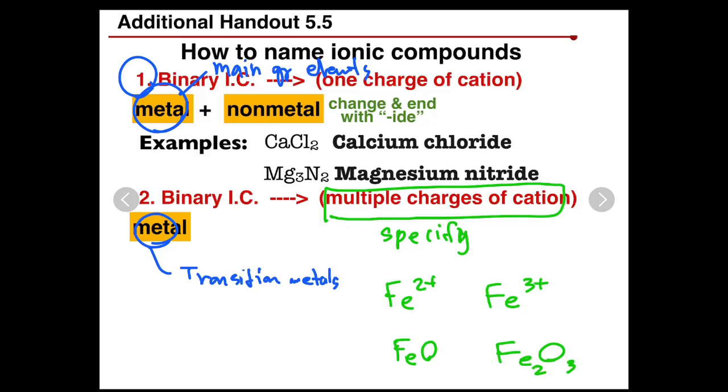So in order to specify the difference between these two, you need to name them differently because clearly the ratios are not the same. So they are not the same type of compound, right? They're not the same compound because they have different charges of the iron. So in this case, to name each of these, you need to specify what charges we are talking about. That way we know exactly what type of chemical formula we are looking at, right?